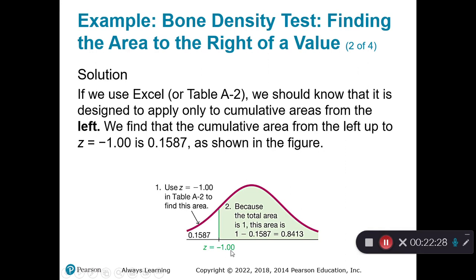Here's how we would do that. If we look up the area to the left of the z-score equal to negative 1.00, and we subtract the table entry, which represents area, from the total area of 1, we should then have the area to the right of that z-score. Note that if the area to the left is 0.1587, then the area to the right has to be equal to 1 minus 0.1587. Again, the total area under the curve is 1, so whatever doesn't fall to the left must fall to the right.